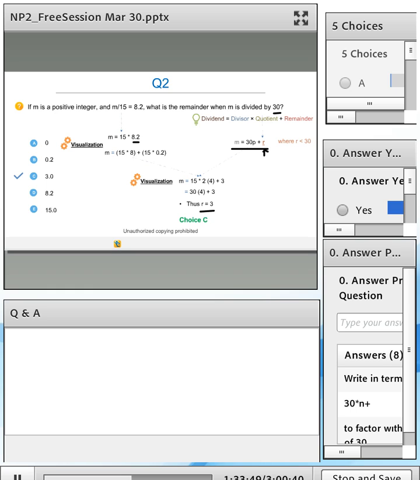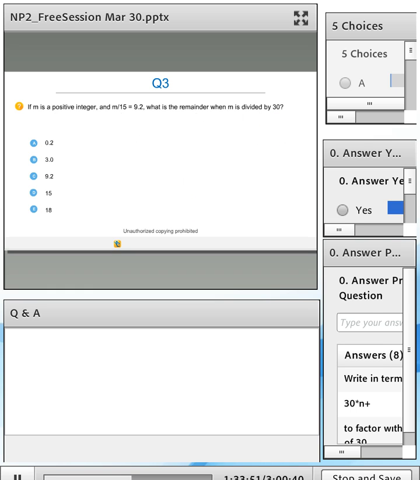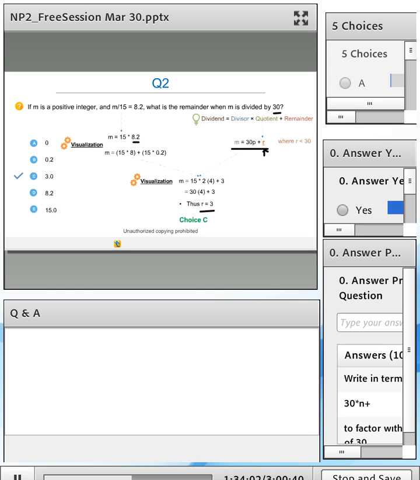So no worries, no problems here. Good that you guys are able to solve this. Now let's come to question number 3, and look, my number has changed slightly. 9.2 is the number instead of 8.2 previously. Can I please explain the second visualization?